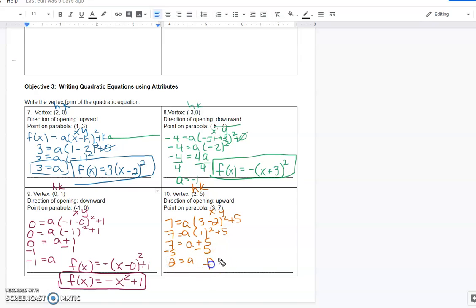And then I write my equation. F of x is equal to a, which is 2, times x, minus 2, which is h, squared, plus 5, which is k. And this is my equation.